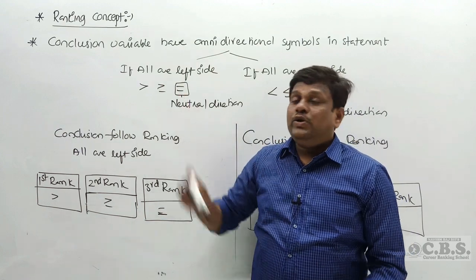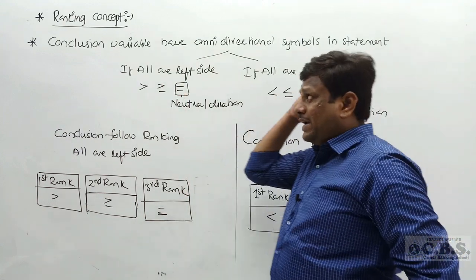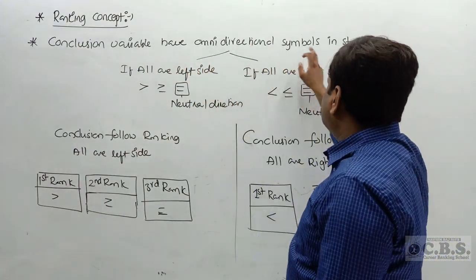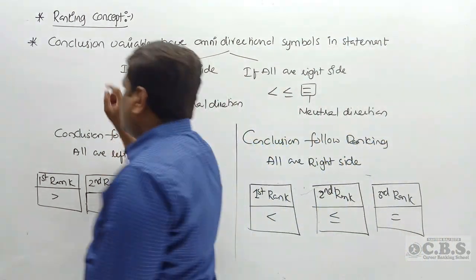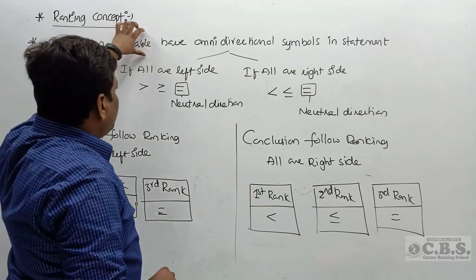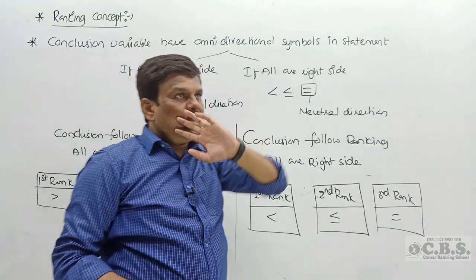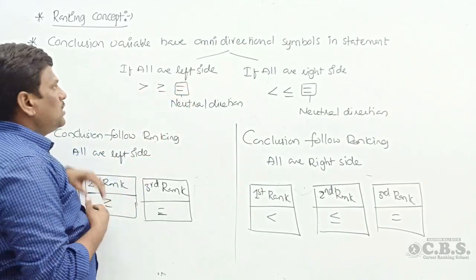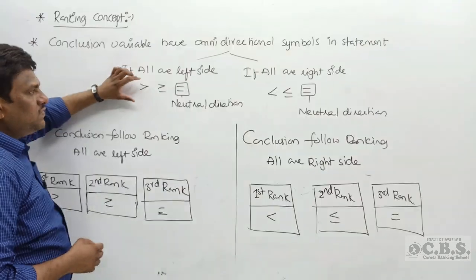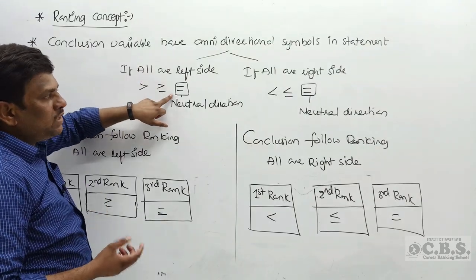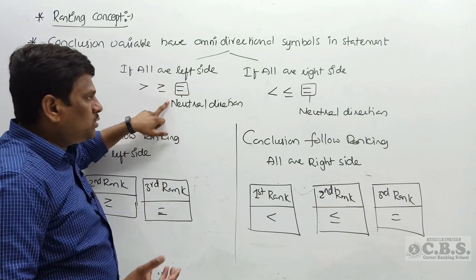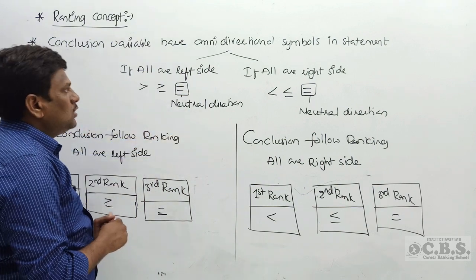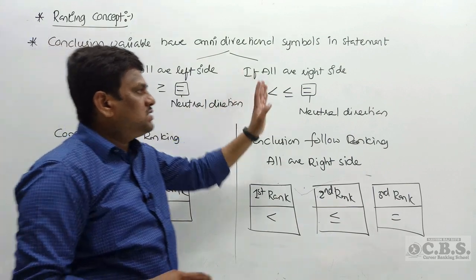We're going to learn the first concept, the ranking concept. The ranking concept depends on the statement variables. Conclusion variables have omnidirectional symbols in the statement. What is omnidirectional? If all are left side or all are right side. If all are left side, more than is the first rank, more than or equal to is the second rank, and equal to is the third rank. Equal to means a neutral direction; there is no proper direction for equal. So omnidirectional means all symbols are left side or all symbols are right side.